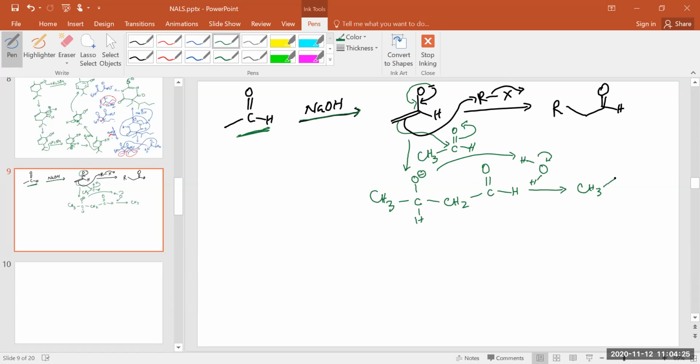So it will be CH3CH(OH)CH2CHO, and the aldehyde. So what is the product you are seeing? In the product, we have two functional groups. One is from the parent molecule, the aldehyde, and another is the OH. So the product is an aldol, aldehyde and alcohol. So this reaction is called aldol condensation.